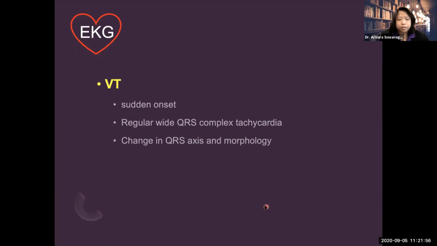And for tachycardia detection, on an EKG, which you are all familiar with, VT of course has a sudden onset, a regular wide QRS complex tachycardia, and an abrupt change in QRS axis and morphology. And VF also has a sudden onset, but it will have an irregular wide QRS complex tachycardia. And this is the EKG.